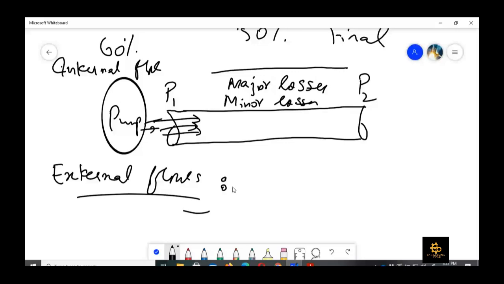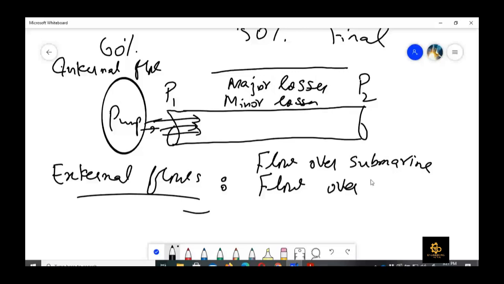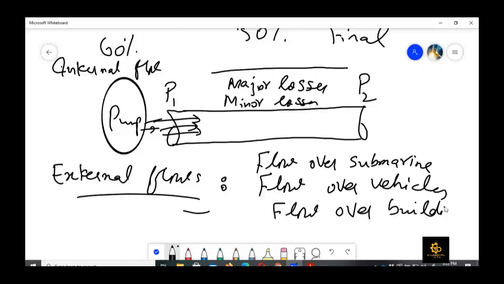Flow through canals, rivers, submarines. Flow over any vehicle, whether that is a ground vehicle or an aero vehicle, like an aeroplane, your car, bus, or flow over buildings. Airflow over vehicles, around buildings, all are those flows. They are called external flows.